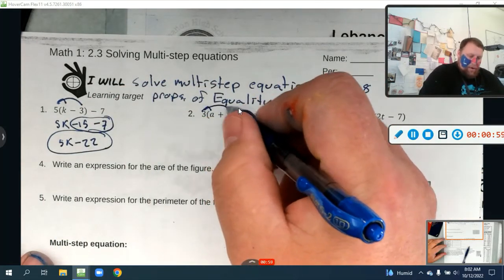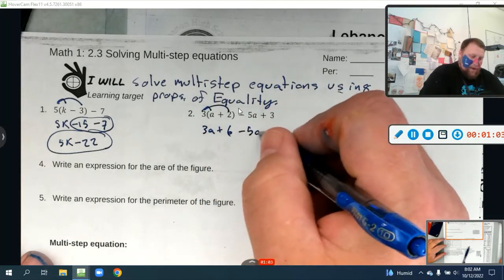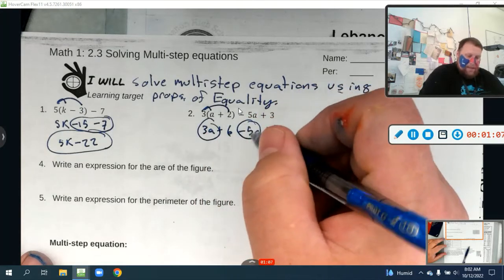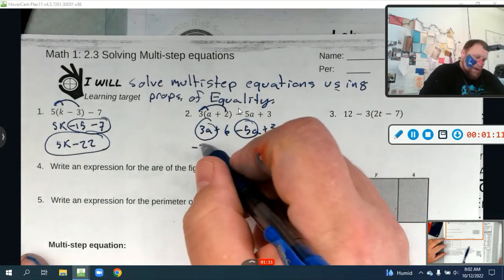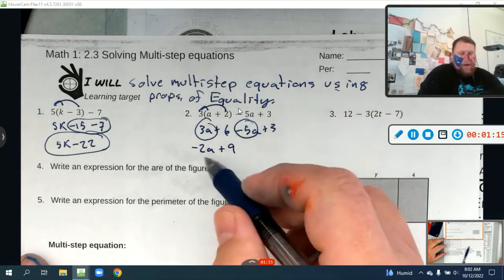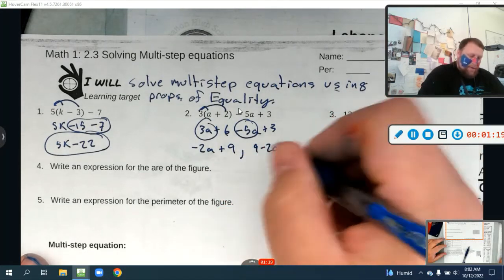Distribution here. 3a plus 6 minus 5a plus 3. 3a minus 5a, right? Got to take the sign in front of it as well, is going to be negative 2a, and 6 plus 3 is plus 9. Or I could have 9 minus 2a, same answer, okay?